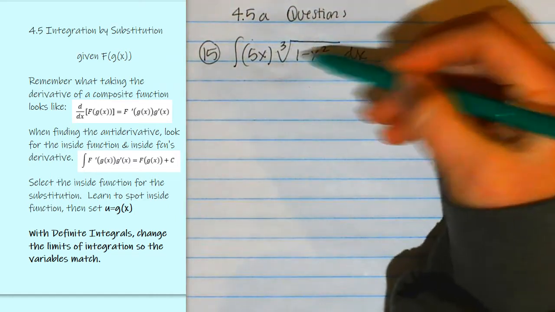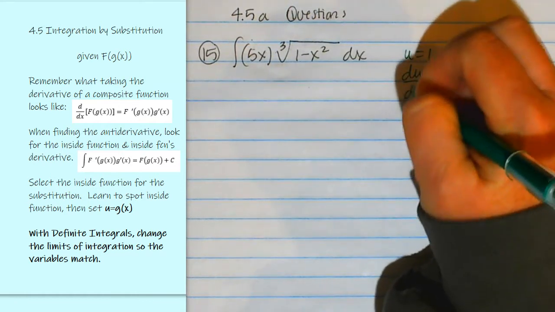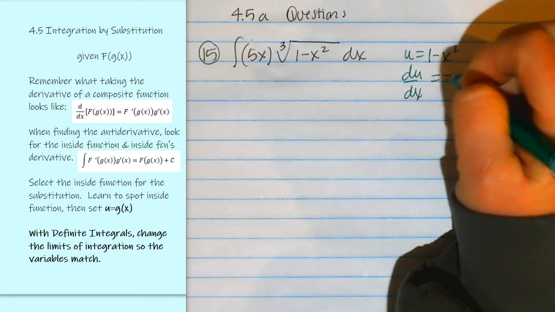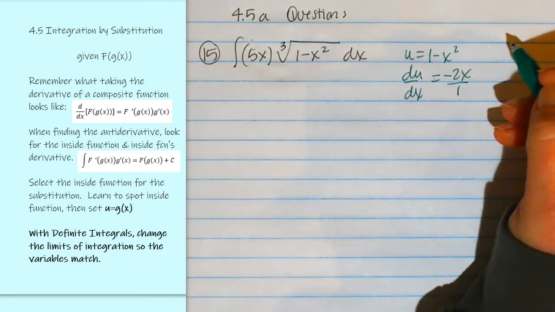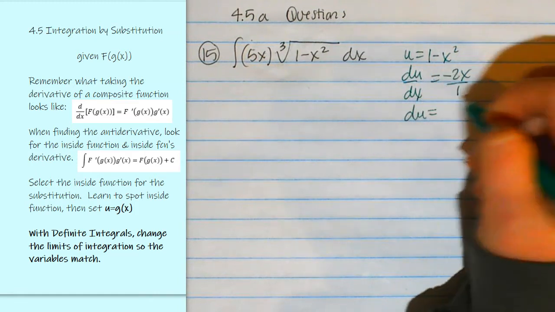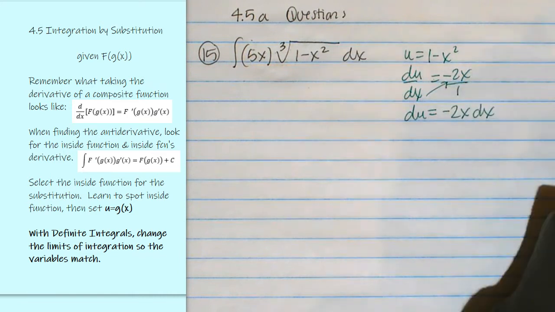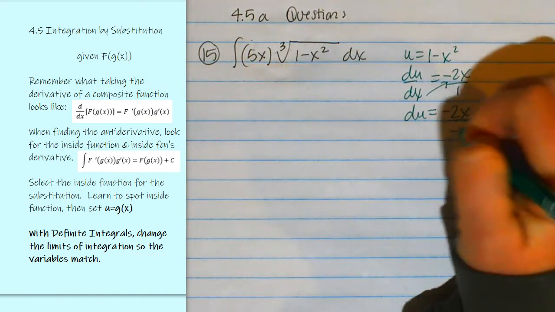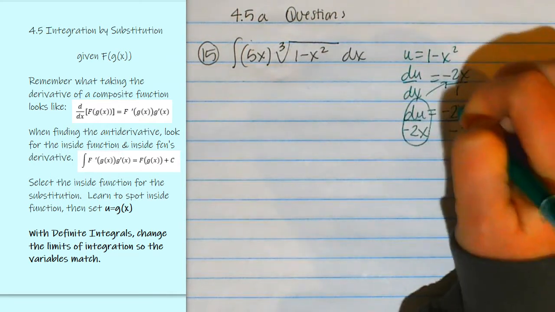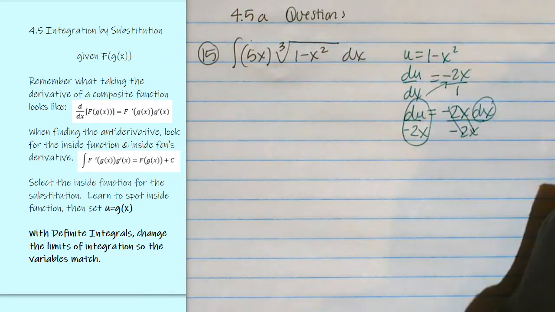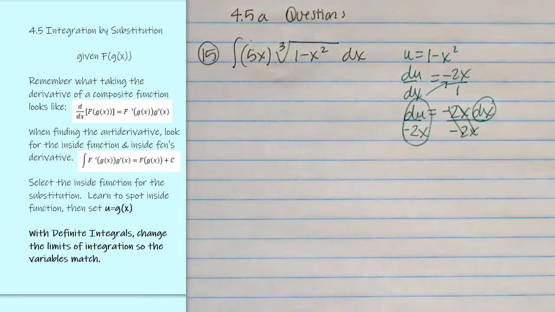So I am going to use 1 minus x squared as my u sub. du/dx for that is negative 2x. And so when I cross multiply, I get du equals negative 2x times dx. Now I divide by negative 2x so that I can substitute this in for dx, because I have a dx here. So I'm going to rewrite my integral now.